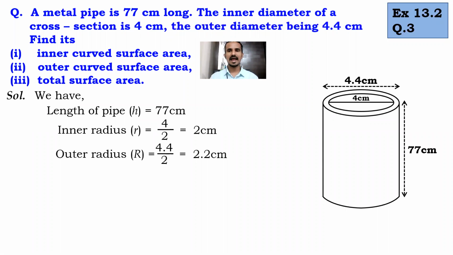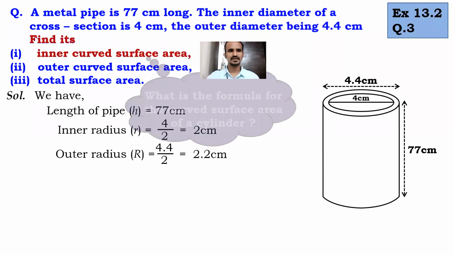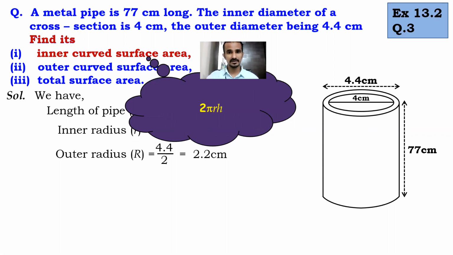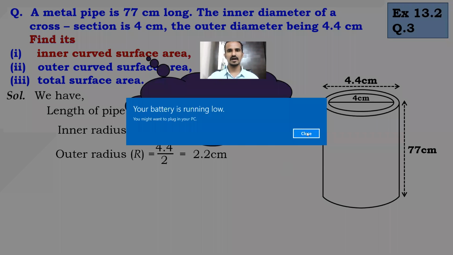Now we know the radii and the height. So let's find out the surface area. The first question is inner curved surface area. When the cylinder is solid, we can see the outer part, that is the lateral surface area, the outer curved surface area we know. Same way it will form inner curved surface area because it's a hollow pipe. To calculate the inner curved surface area, we have to consider the inner radius, and when we calculate the outer curved surface area, we have to consider the outer radius. The formula for curved surface area is 2 pi rh. But here, since it is inner curved surface area, we have to consider the inner radius, that is small letter r.